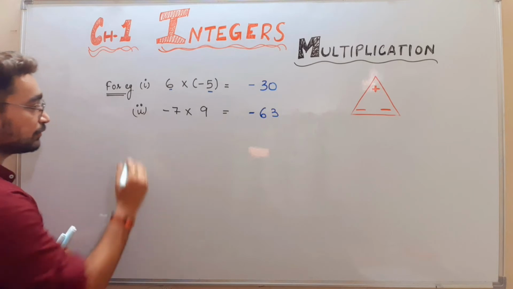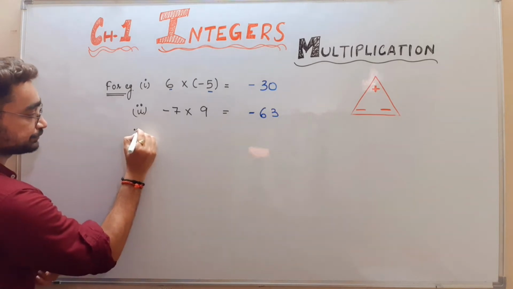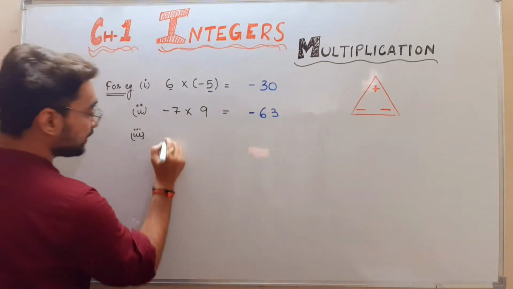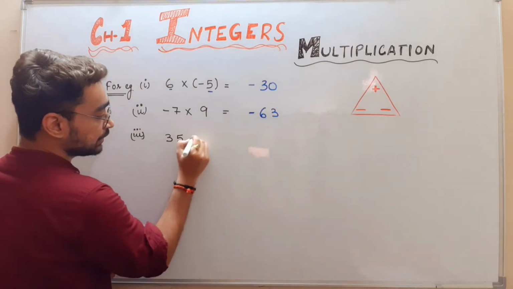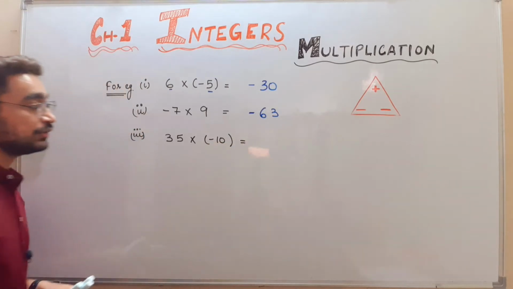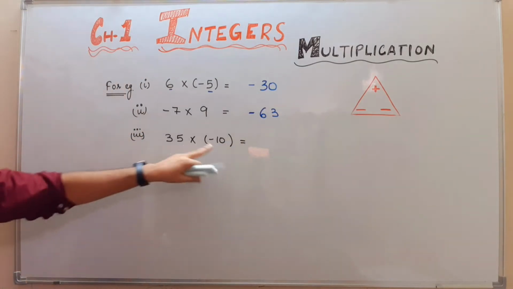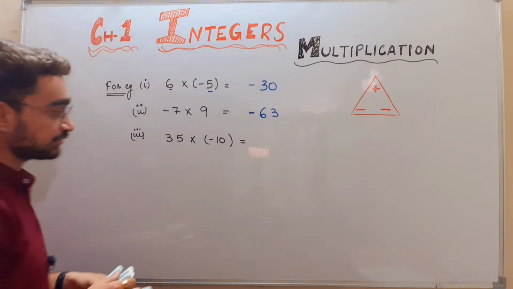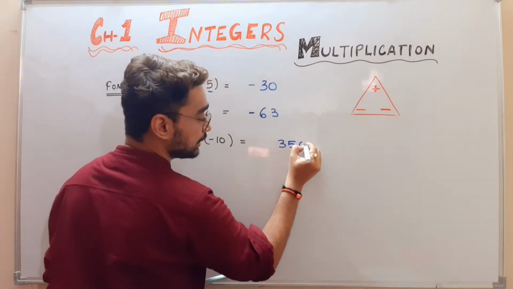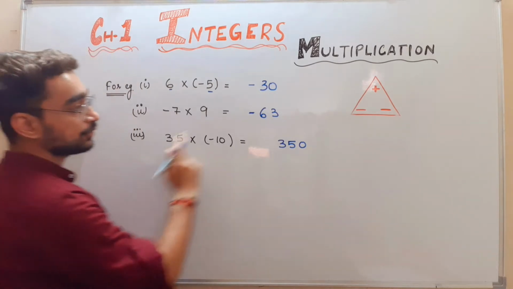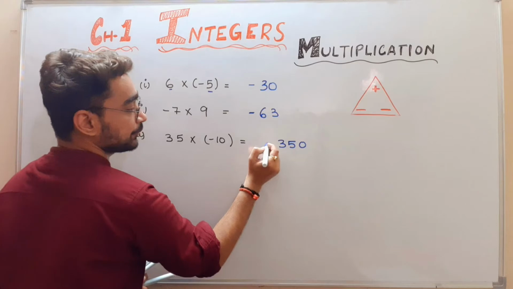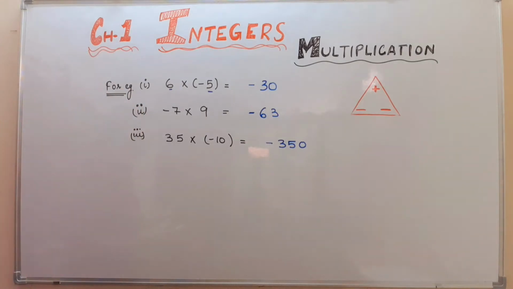Let me write one more. Third question is 35 into minus 10. What will I do here? First of all, 35 into 10 is 350. Then one number is negative, one is positive, hiding them, what will be the answer? Negative. So it is minus 350.